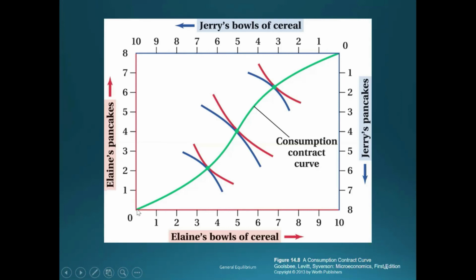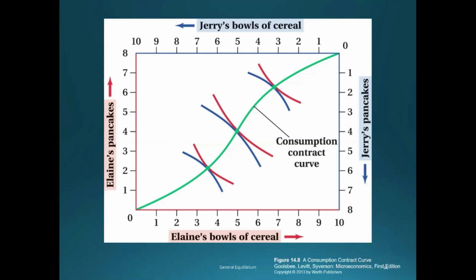Actually, this point right here where Elaine has no pancakes and no bowls of cereal is also a point on the consumption contract curve, another point that is exchange efficient. So the point is, there are a lot of different exchange efficient outcomes, including those where Elaine gets nothing and is starving. That is efficient, which really highlights the fact that efficiency does not necessarily serve as an argument that this is the best allocation of these goods.